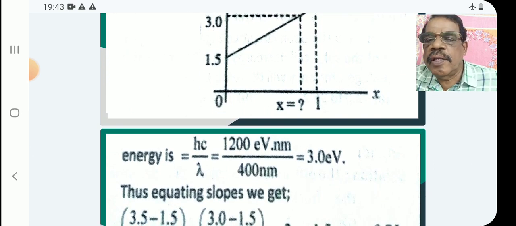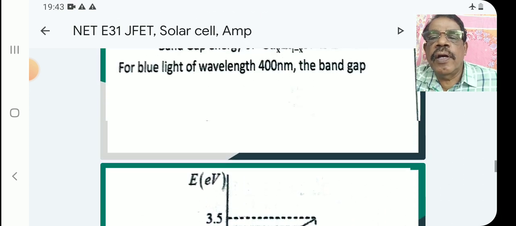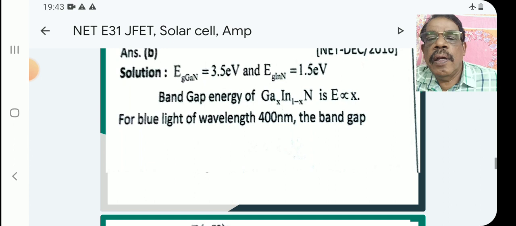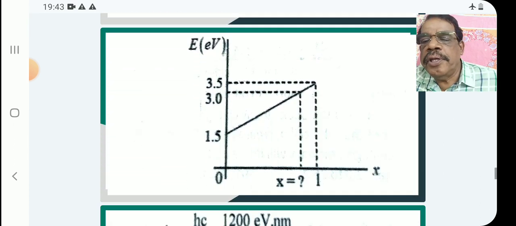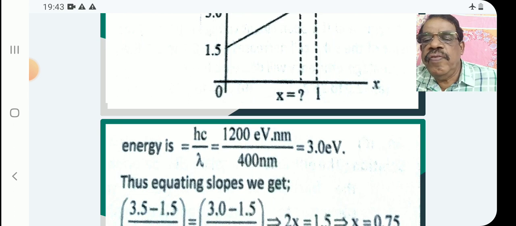Let us see what it is. Energy is hc by lambda. hc is given directly. Lambda is given, therefore the band gap in the first case is 3.0 eV.